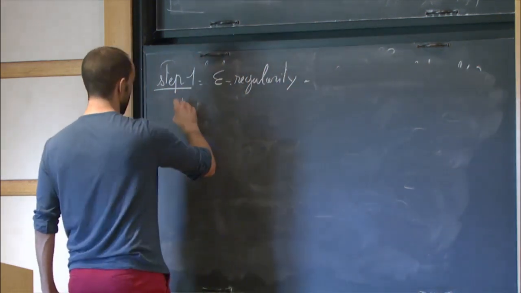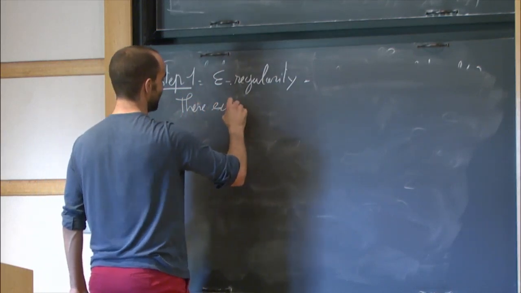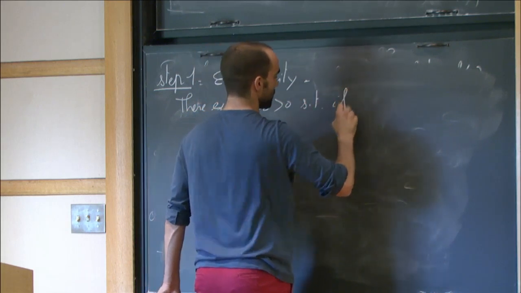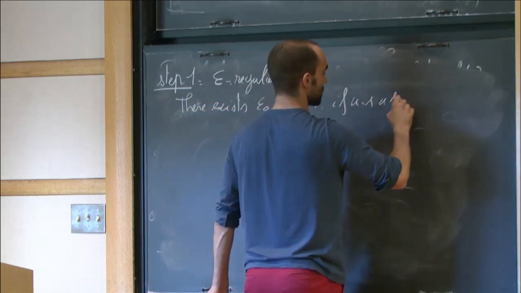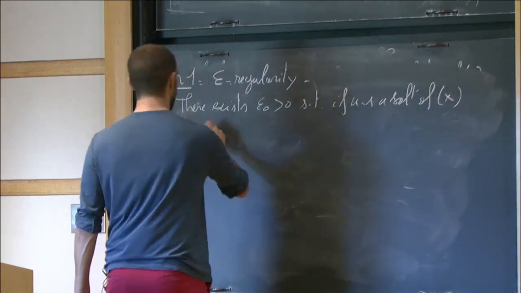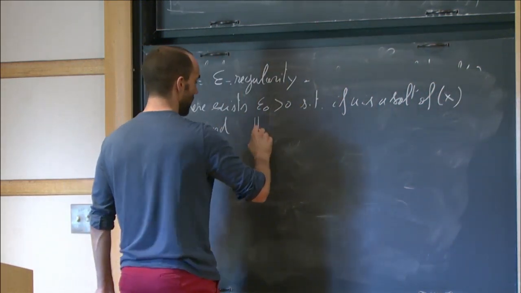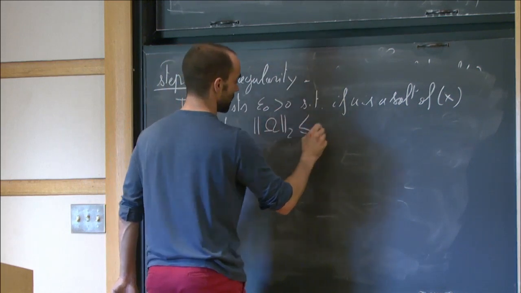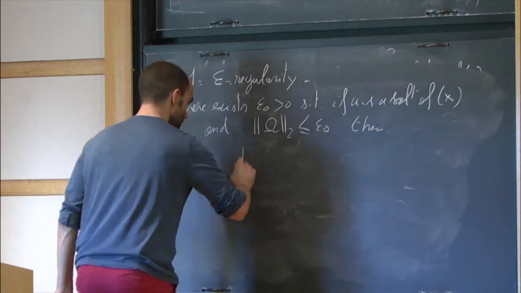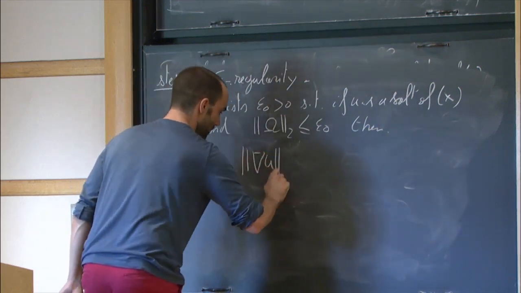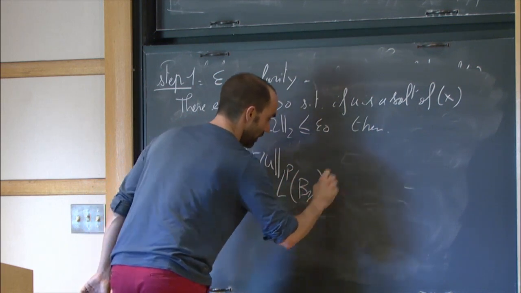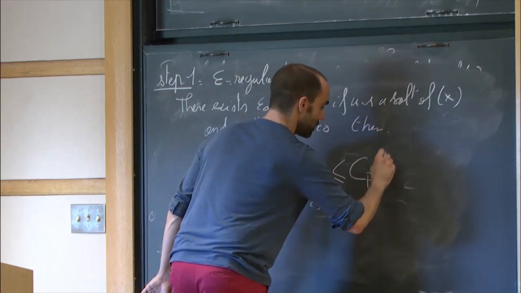epsilon regularity, so there exists epsilon 0 such that if u is a solution of (star) and omega is smaller in L2 norm than epsilon 0, then you can control u in L^p, for instance, on a smaller ball by a constant which depends only on p times the energy.